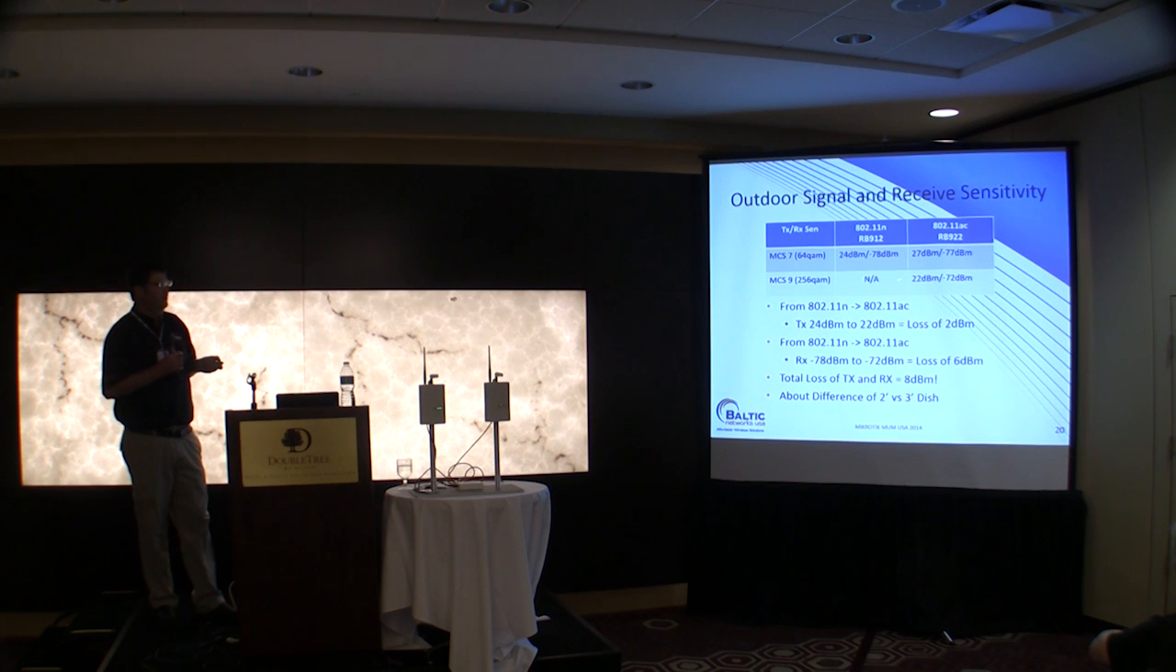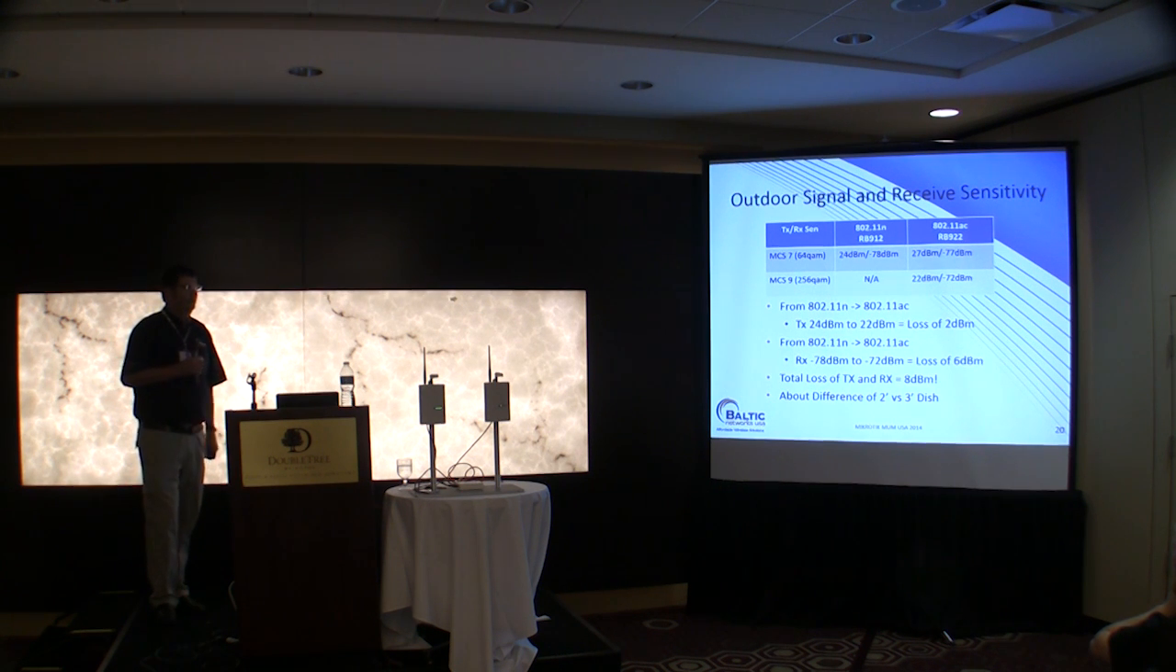Now we jump to AC, our transmit power is down and our receive sensitivity is down. So if we run the calculations and say we have a loss on the transmit power of 2 dB and on the receive sensitivity we're losing an additional 6 dB, our total loss is really about 8 dB or so. That's about the difference between a 2-foot and a 3-foot dish in some cases. So if you want to be able to run higher speeds, you need to plan on either making the link shorter or increasing the antenna size to compensate for that.